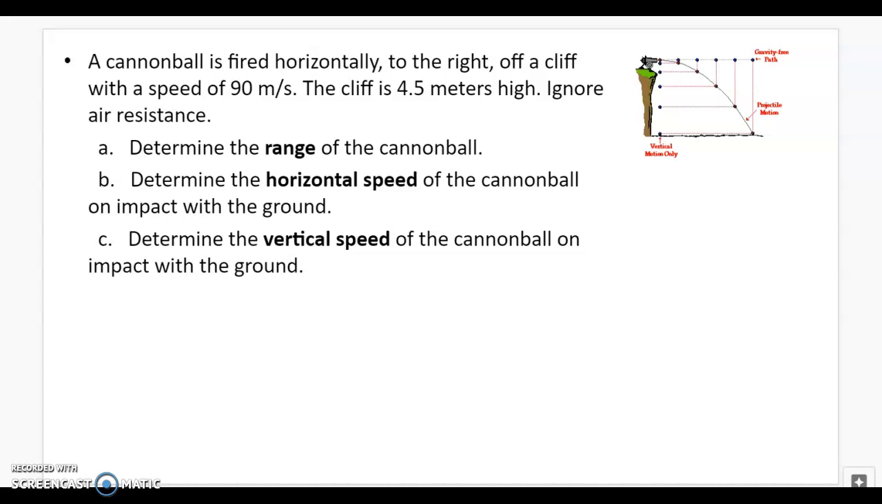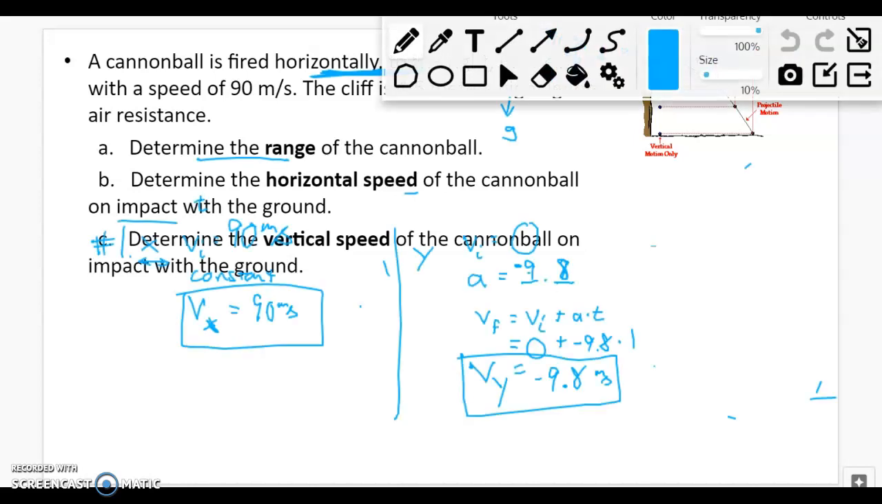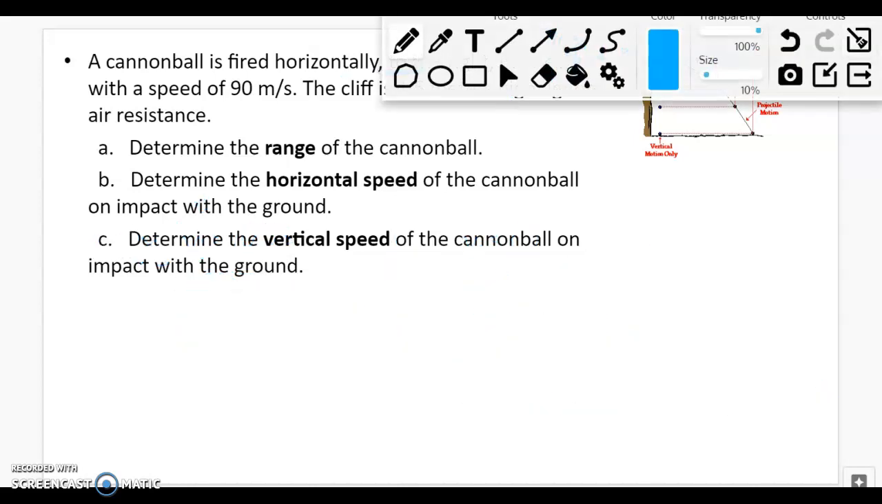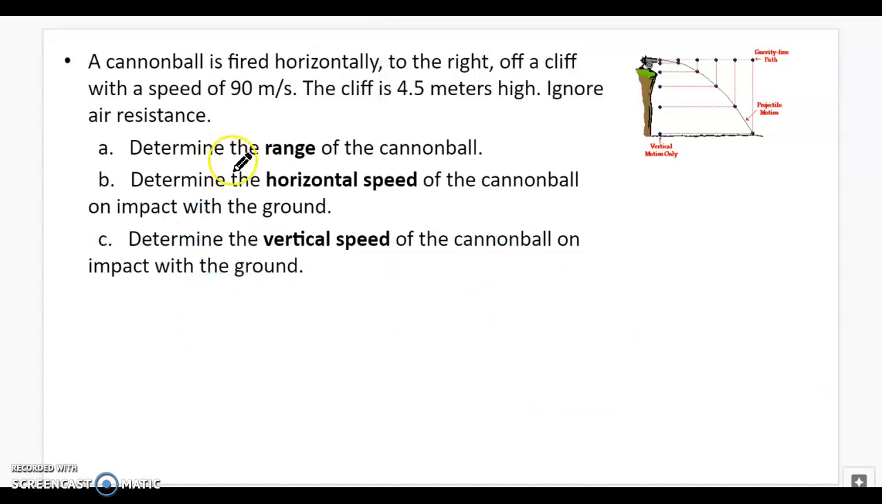For this assignment, this goes along with number 1, but we have to find all this stuff for a cannon that's fired horizontally to the right off a cliff at a speed of 90 meters per second. The cliff is 4.5 meters high. Ignore air resistance. We need to determine the range, the horizontal speed, and the vertical speed of the cannonball on impact with the ground.